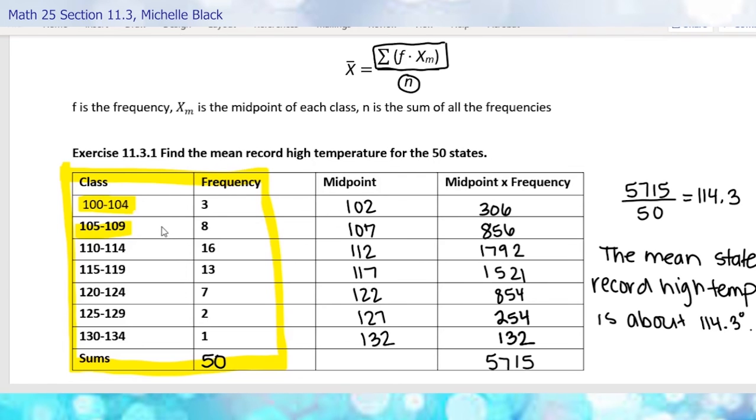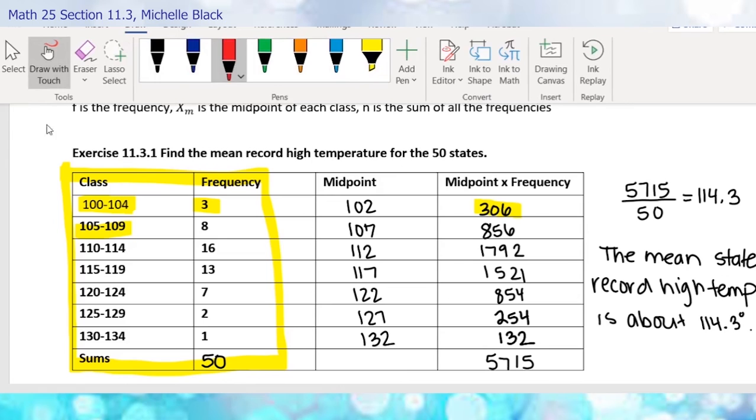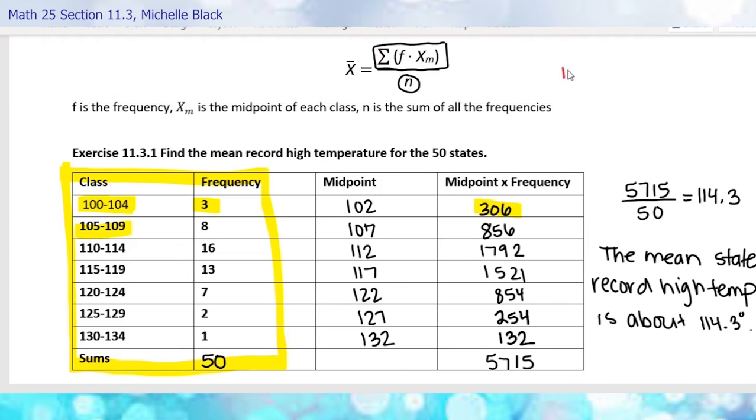So since I'm not entirely sure what those 3 temperatures were, I just take the midpoint of the range and assume that all 3 of them were this to get kind of an idea or an average. So maybe they weren't all 102, but they were close to 102. So instead I'm going to count 102 3 times. And if I added 102 plus 102 plus 102, I would get back 306. So it's kind of like I'm considering, as if I had known my data values, that those 3 states each recorded a temperature of 102.